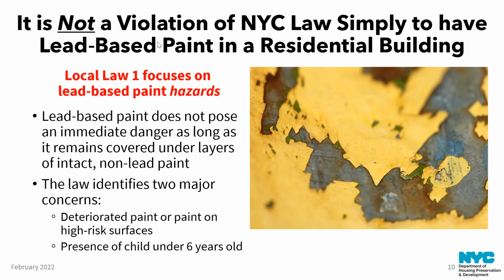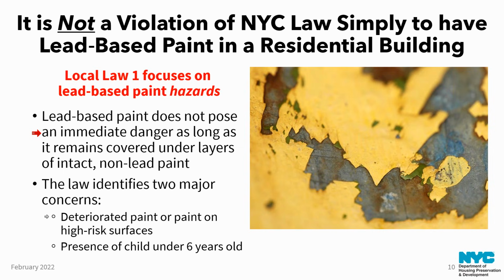But another thing to understand is that it is not considered a violation of the law simply to have lead-based paint in a building under Local Law 1. The law focuses on lead-based paint that is considered to pose a hazard. So as long as lead-based paint remains covered up under layers of intact non-lead-based paint, it is not considered to be an immediate danger. It would still be better if it's not there, but it's not considered an immediate danger.